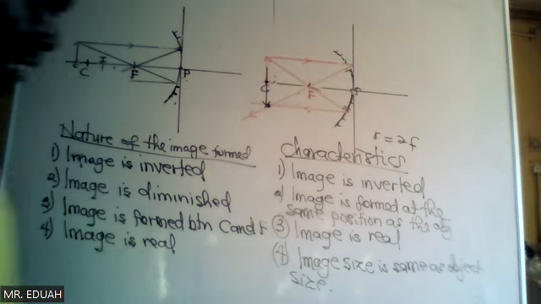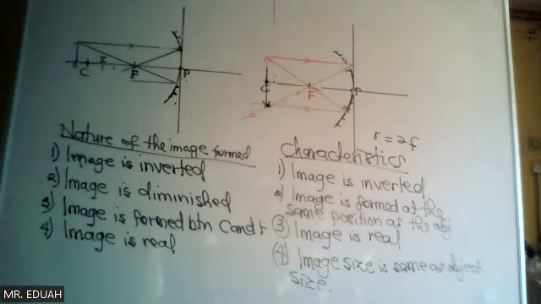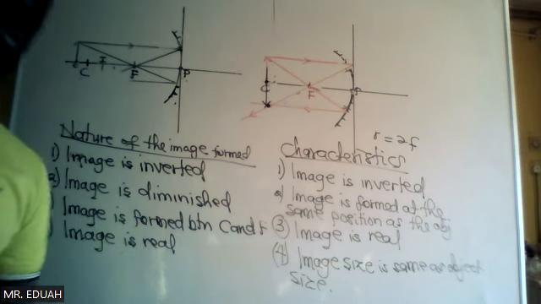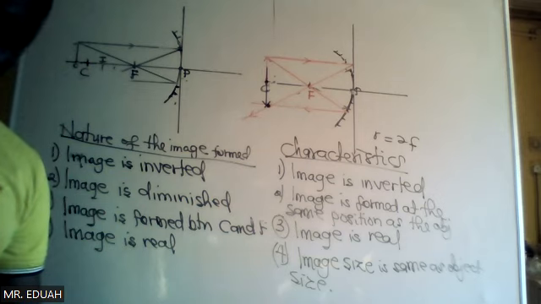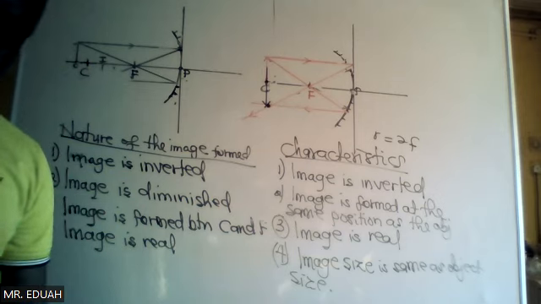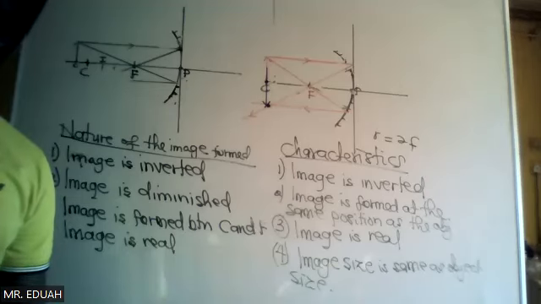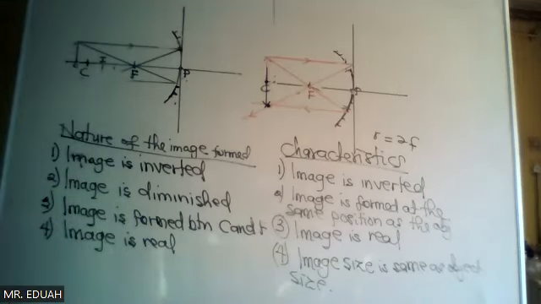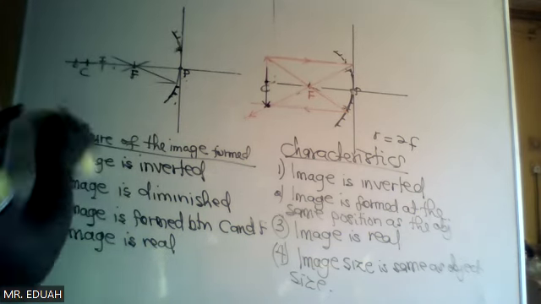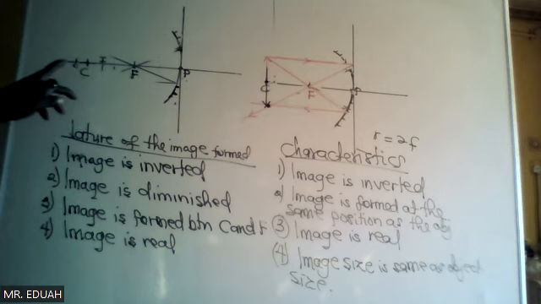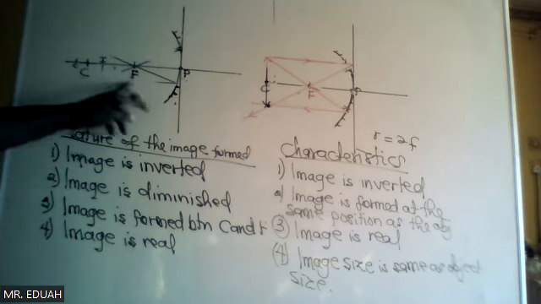Okay. I want to give you one position. Do it right away and then let's discuss. Yes, okay. So this time your object is between C and F.